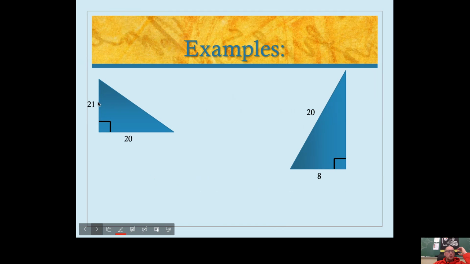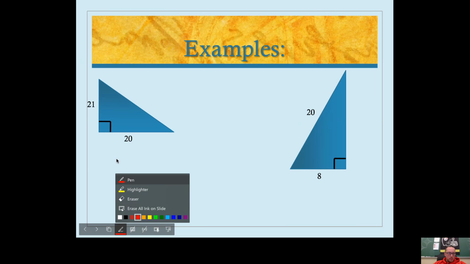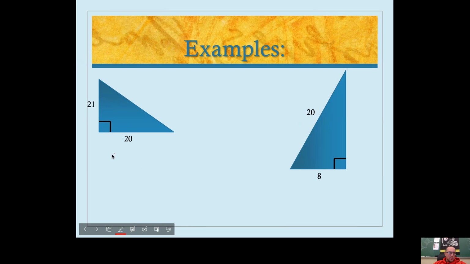Here's a right triangle, and we know 2 of the sides. It's important which 2 sides you know. The Pythagorean theorem says a squared plus b squared equals c squared. The legs are these 2 sides. The hypotenuse is what you don't know. That's what you're looking for. You're looking for the third side of this right triangle.